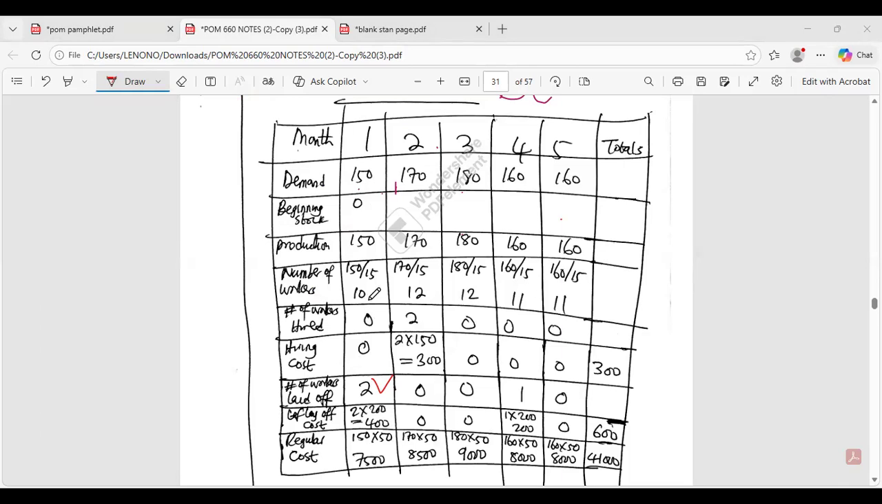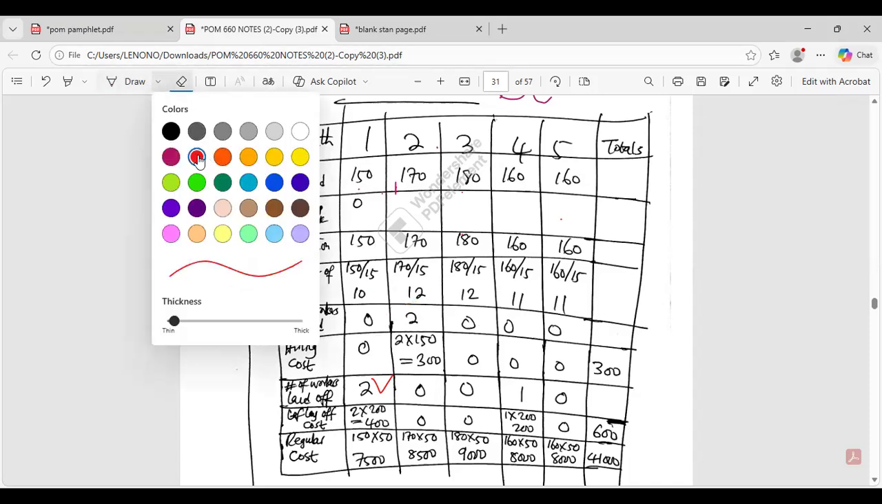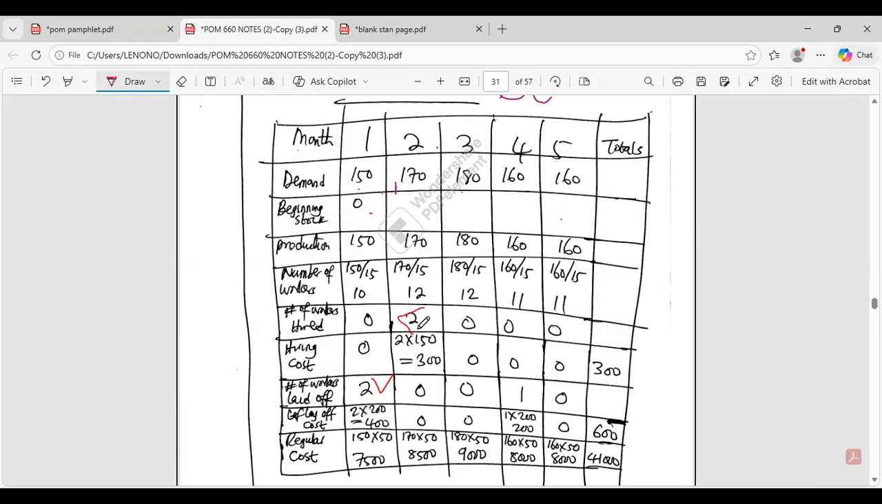So now here, from 10 to 12, what has happened in month 2? Tell me. We have hired. We have had 2 workers here. Workers hired is 2 workers.